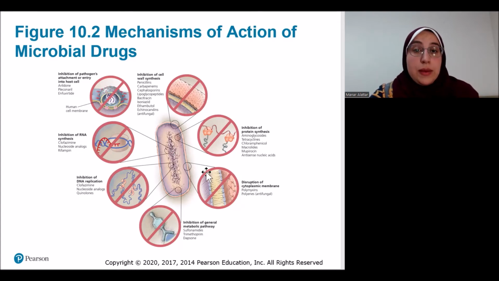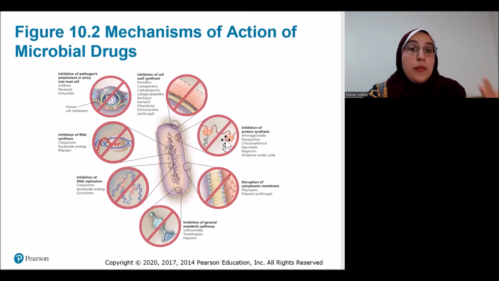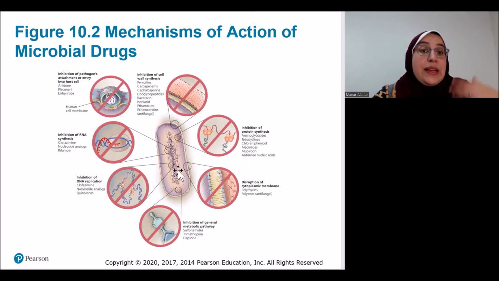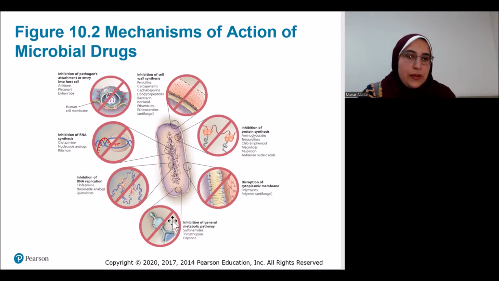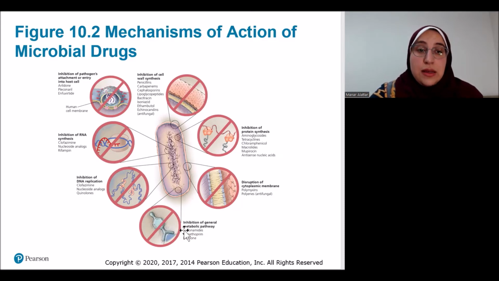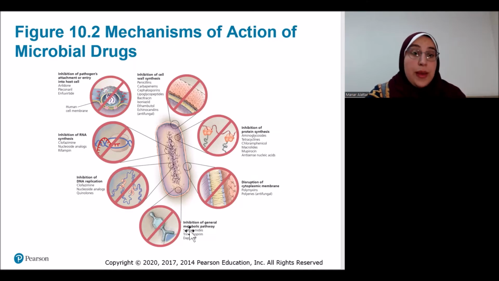Some of them will impact the genetic code, right? And it'll impact replication, transcription, translation. So here you have replication and transcription, and over here you have protein synthesis. Some of them will impact the metabolic activity that's occurring within the cell. So here we're going to specifically look at the folic acid pathway, but there are other pathways like protein synthesis and other different types of metabolites that are essential to the cell that can be targeted by antibiotics.